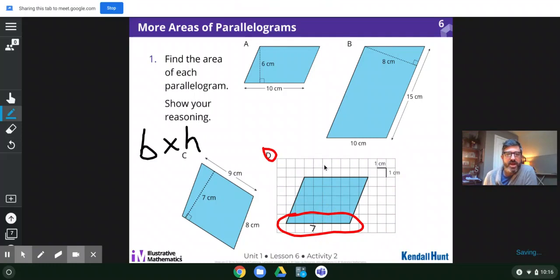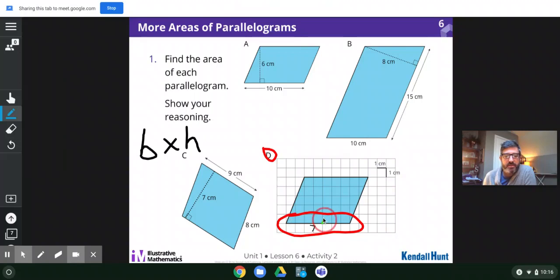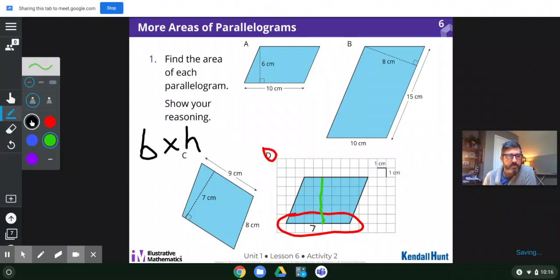Now what do we do next? Now, how do you find the height? Do you remember? We know our base here, so what do we do? We draw a perpendicular line from the base all the way to the opposite side. Okay? You see how we did that? Yes.